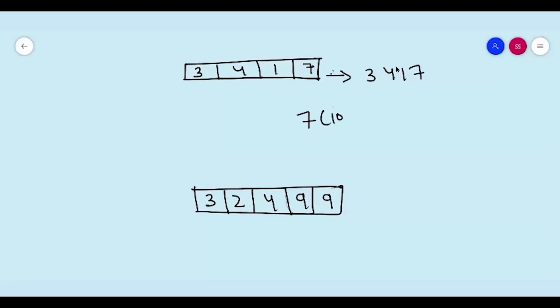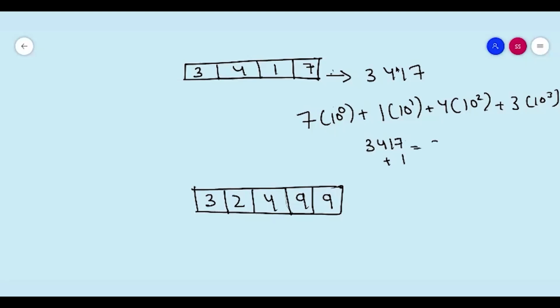7 into 10 raised to the power 0 plus 1 into 10 raised to the power 1 plus 4 into 10 raised to the power 2 plus 3 into 10 raised to the power 3, which will of course give 3417. The question is asking us to return the array for 3417 plus 1, which will give 3418. So our returned array will be 3, 4, 1, and 8.